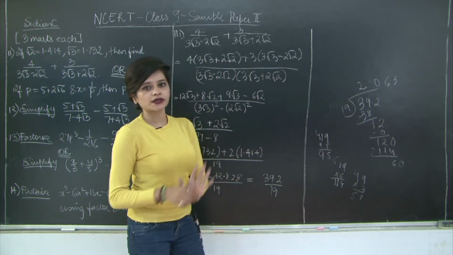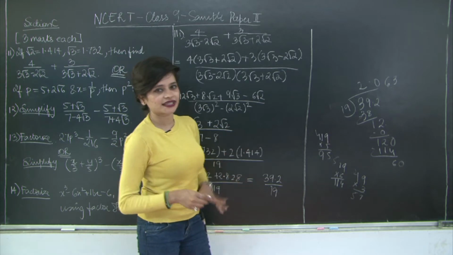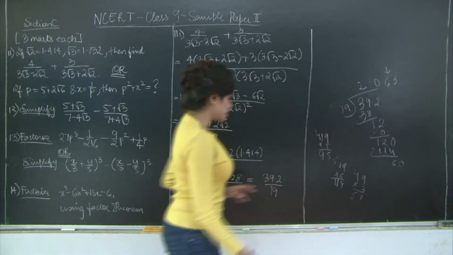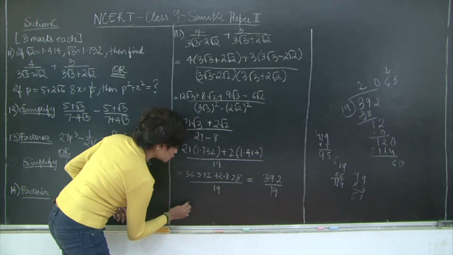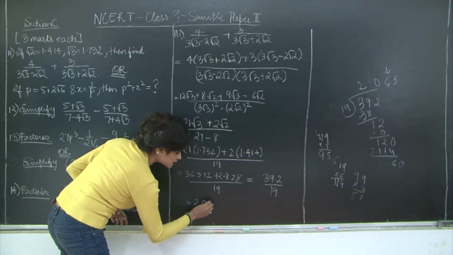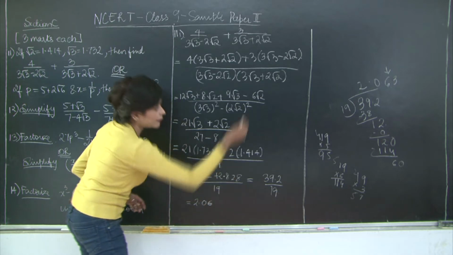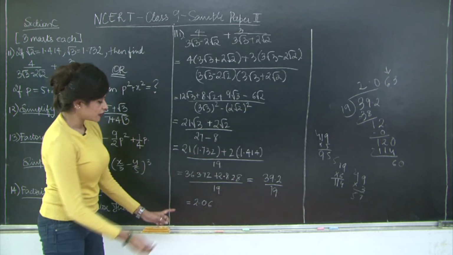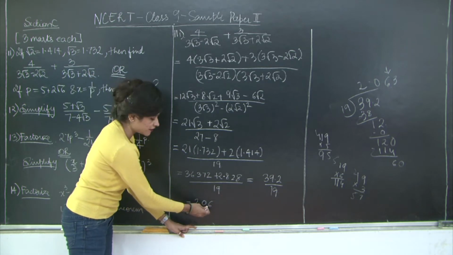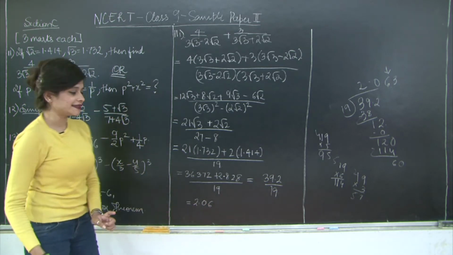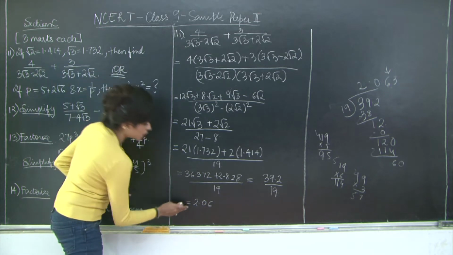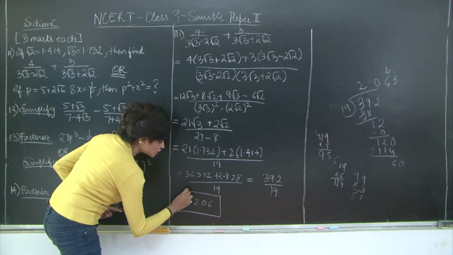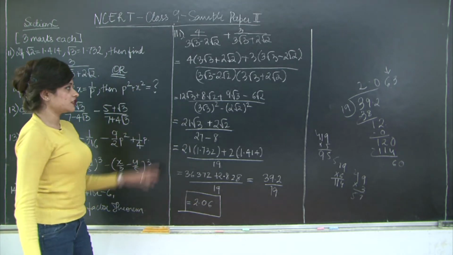Now we need just two decimal places, two digits after the decimal point. So I will restrict it to this number. So what is this going to be equal to? 2.06. Had this number instead of 3 been greater than or equal to 5, then we would have added 1 to the previous term, so it would have become 2.07. So the value of this term is 2.06. So this is your answer to the first part.